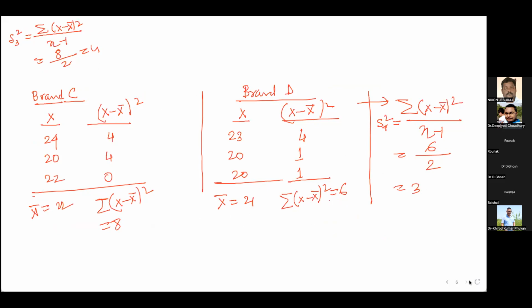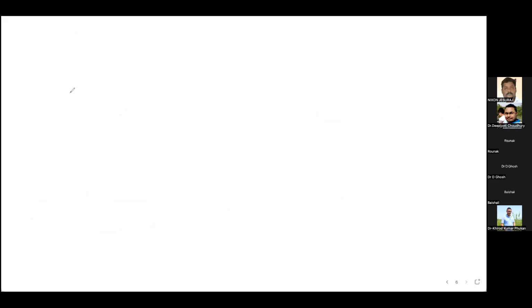Therefore, we would also like to calculate and see the variance. The pooled variance here is basically the average.